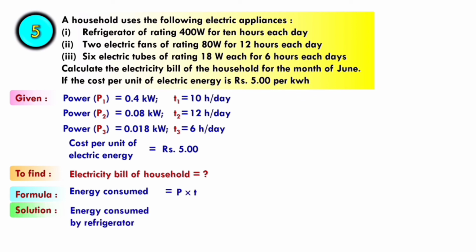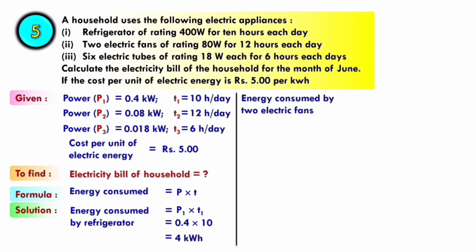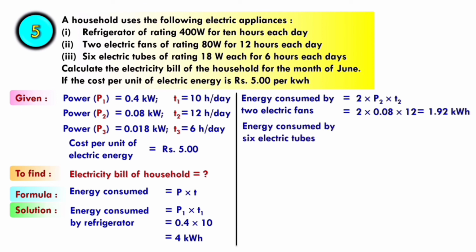Let's solve it. Now for the first case, the energy consumed by the refrigerator is P1 into T1. Put the values and multiply it. We will get 4 kilowatt hour. Now for the second case, the energy consumed by 2 electric fans. Multiply it with 2 into P2 into T2. So we will get, after solving this, 1.92 kilowatt hour. Now for the third case, energy consumed by 6 electric tubes. Now multiply with 6 into P3 into T3. Put the values, then we will get the energy consumed by 6 electric tubes is 0.648 kilowatt hour.